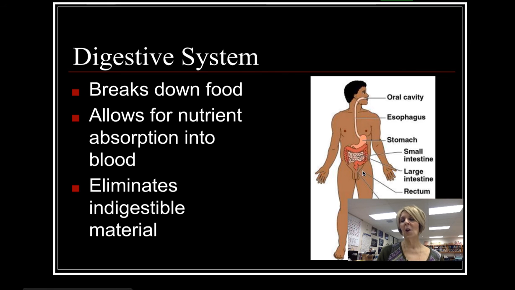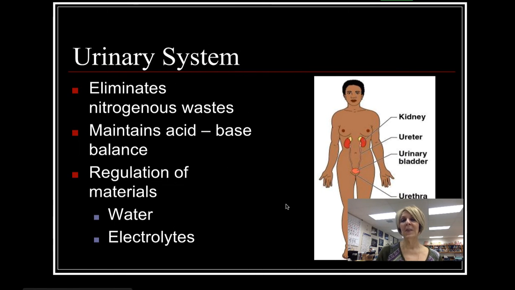Our digestive system is basically one long tube from the oral cavity all the way out the anus. It's called a bunch of different things on the way out, but that's where we break down food, and it allows for nutrient absorption into the blood, and we eliminate indigestible material that comes out as fecal material.